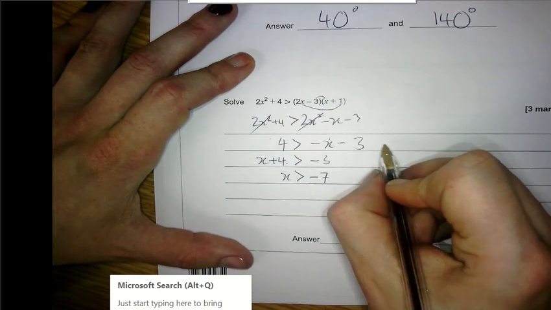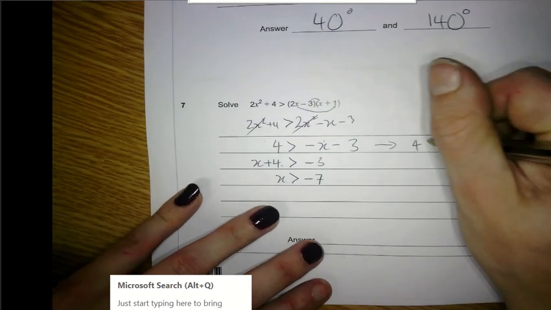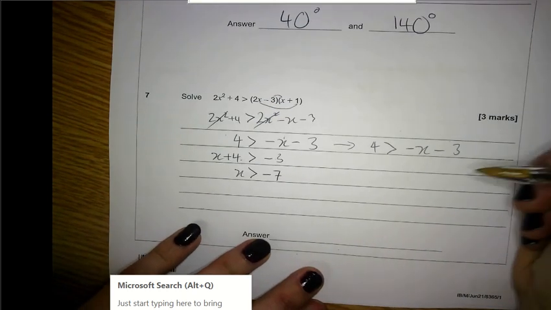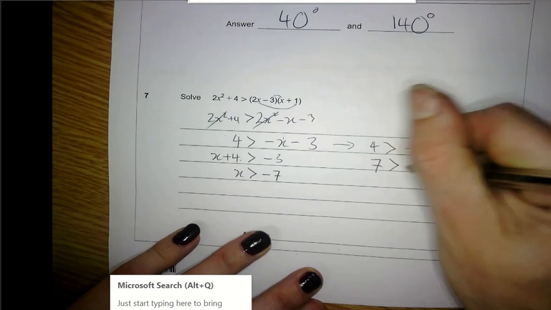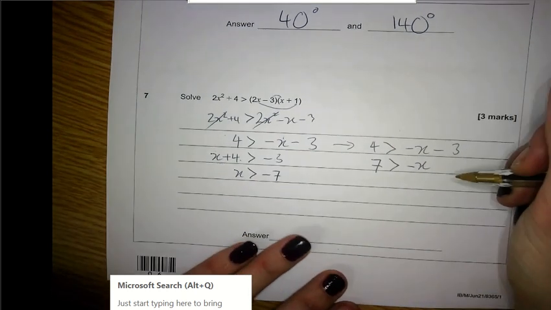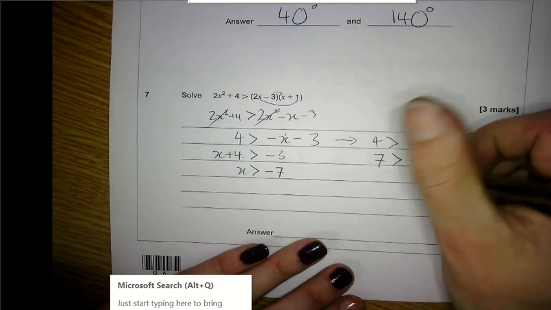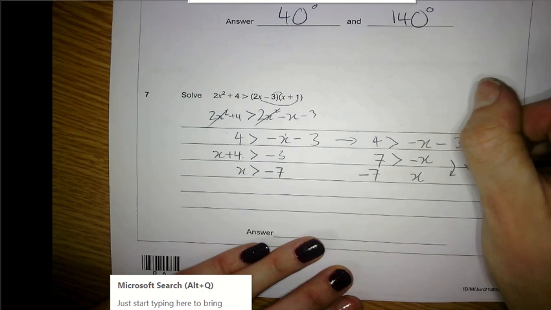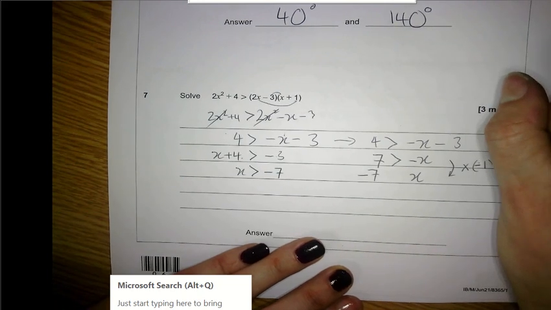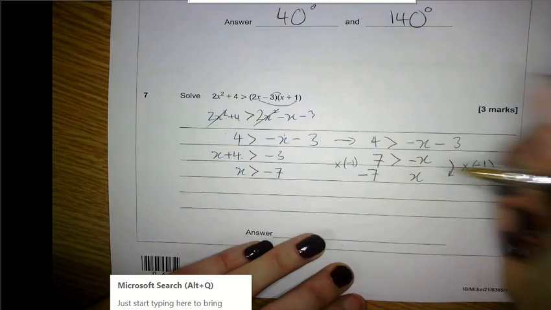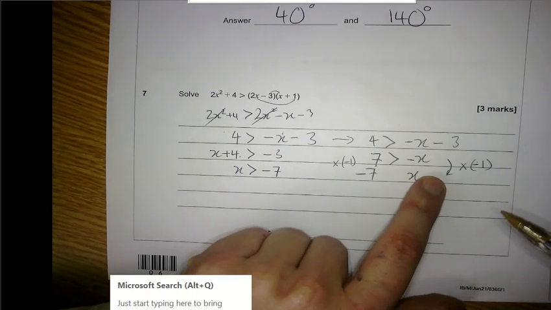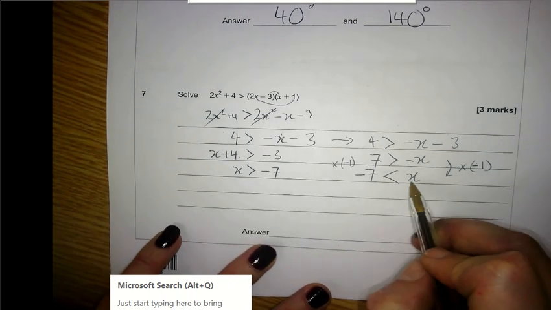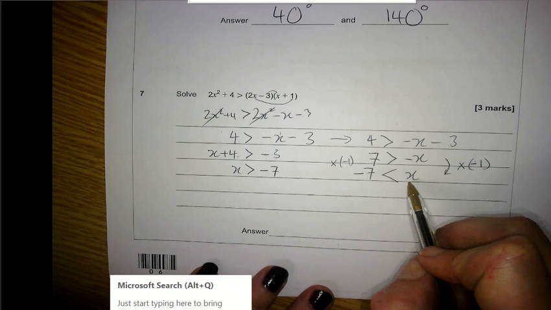The other option is at this stage, so I've got 4 is greater than negative x, subtract 3. I could add 3 to both sides, so I would get 7 is greater than negative x, and then divide through by negative 1, or times through by negative 1 to make x positive. So I'm going to get x here and negative 7 here. If I times or divide by a negative, that is one condition where inequalities do not operate like equations, because the inequality has to switch sign. So it'd be x is greater than rather than x is less than. X is greater than negative 7.